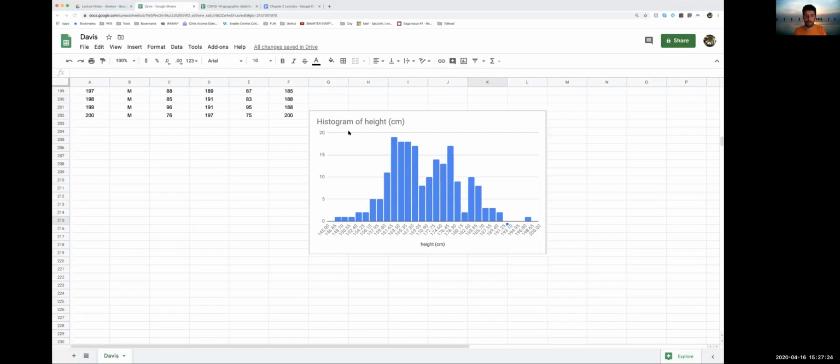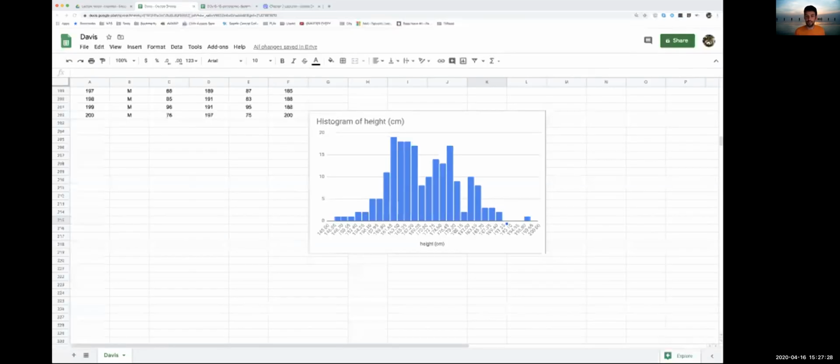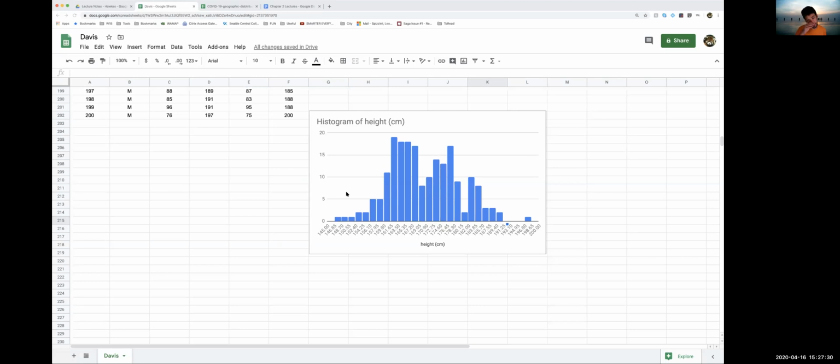All right, let's look at another one. While we're talking about height, let's take a look at another bit of height data. So this is pretty similar to what I just showed you. This is a histogram. I found data that a professor at UC Davis had with about 200 students of mixed gender.